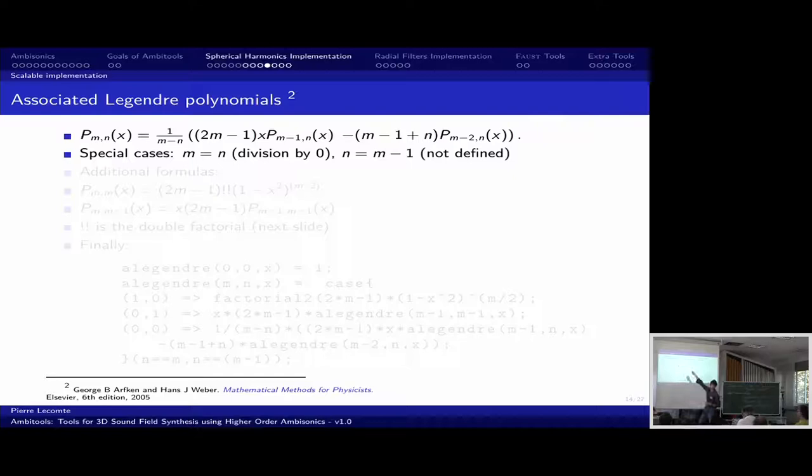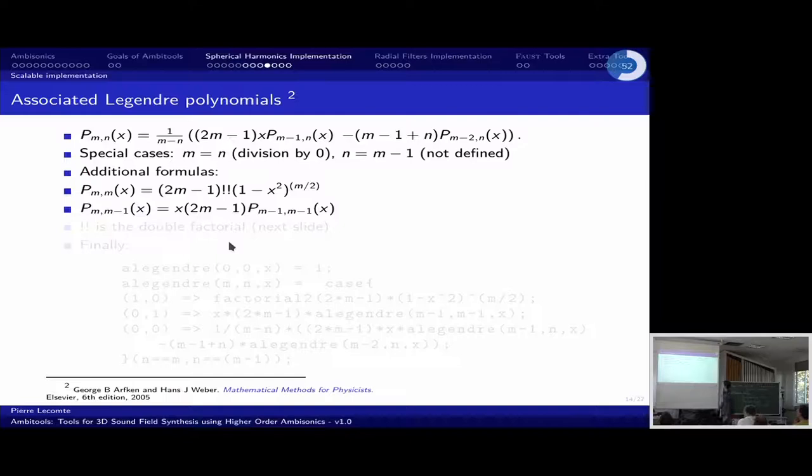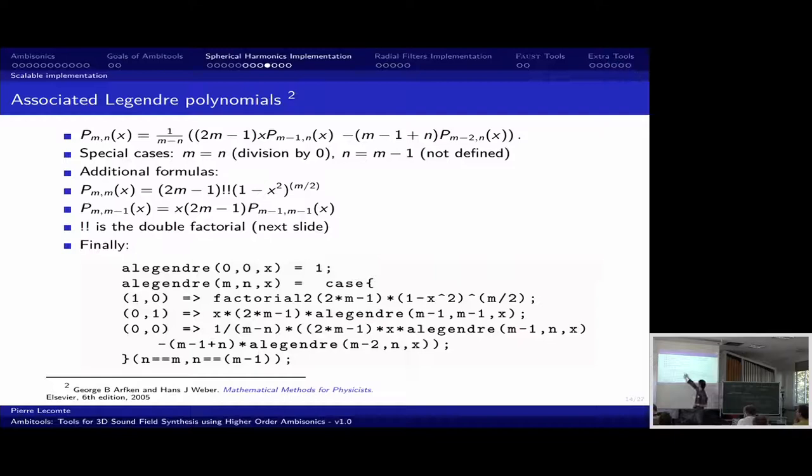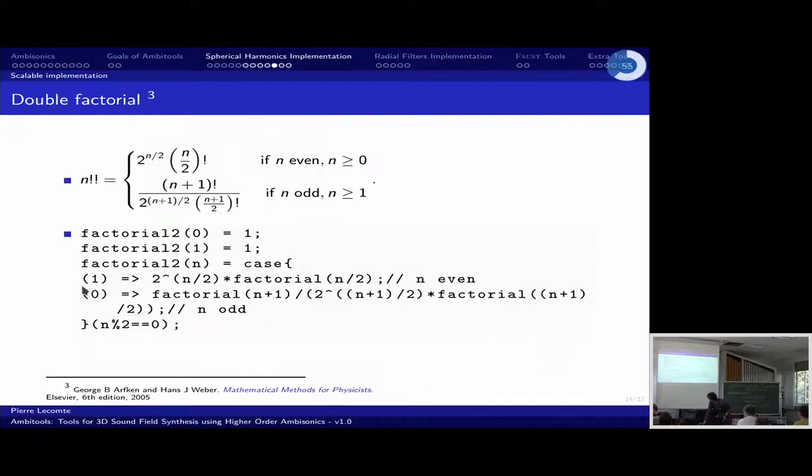And if m equals n minus 1, there is a problem of definition because the absolute value of m should be less than n. So you introduce two more specific cases, which are those two, and this one involves the double factorial function. So finally, I have this implementation. It's a recurrence. First case with pattern matching equal one, and then I have all these formulas coded, and then factorial two. Again, you can have an implementation involving factorial with those formulas.